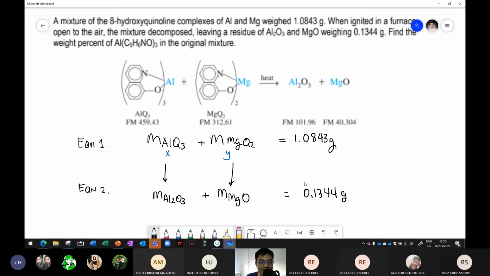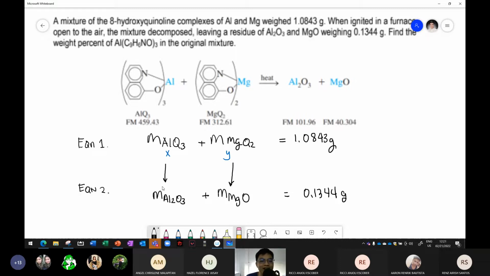Diba parang same lang din? Ano sa tingin nyo gagawin natin? Iiyak? Pwede. Madali lang. So we have to convert the masses of these two compounds into aluminum oxide and magnesium oxide. How will we do it? Stoichiometry. Will we be able to get the correct answer? Not really. Pero makuha natin ay expression. Tandaan yung keyword of the day, expression.